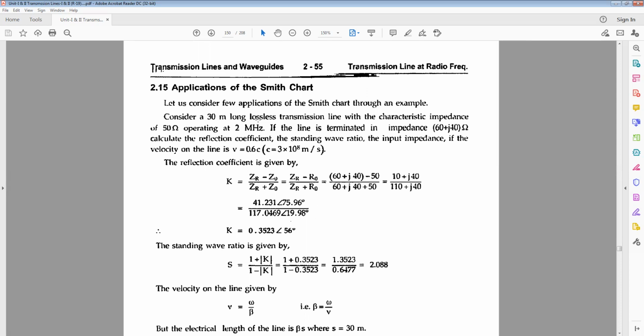Consider a 30-meter long lossless transmission line. Lossless means, first of all, you can know that alpha is equal to 0. The given 30 meters long transmission line has a characteristic impedance of 50 ohms. Characteristic impedance means it's Z0, 50 ohms.